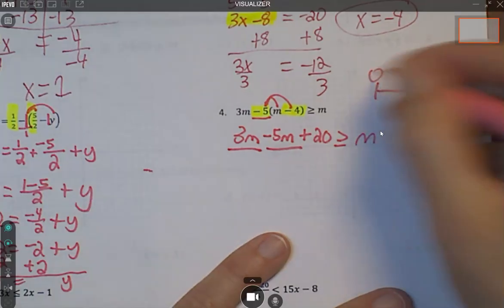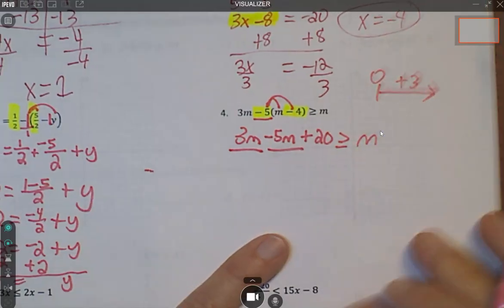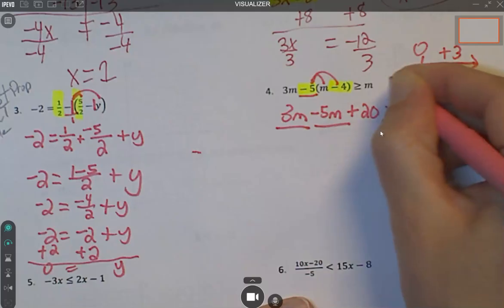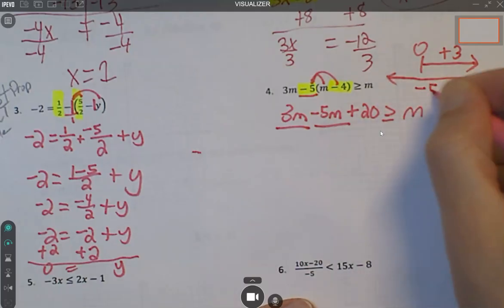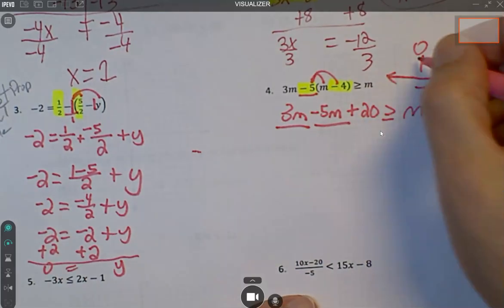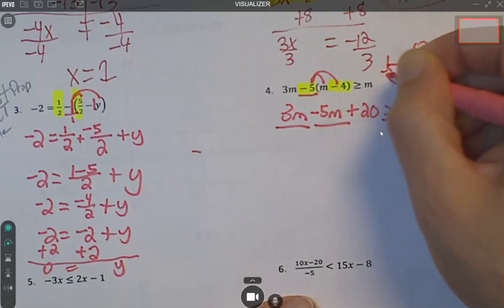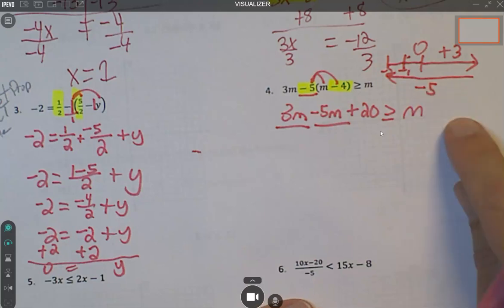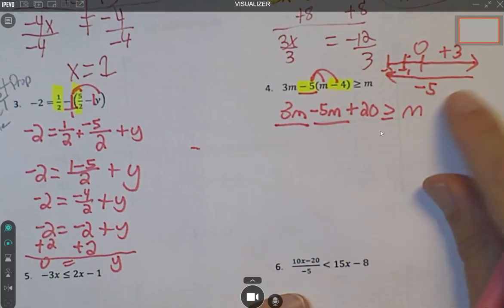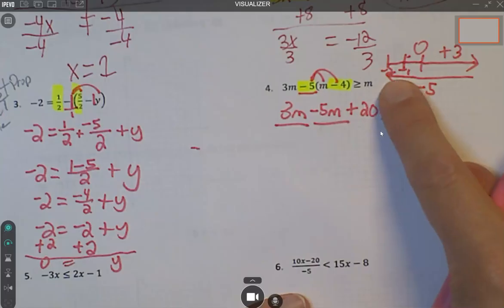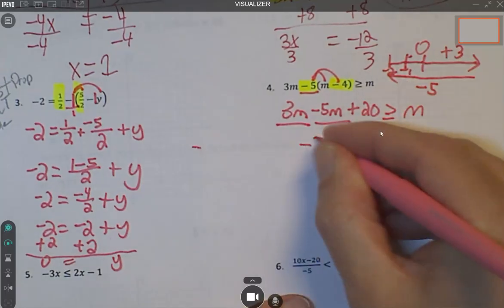So here's 0. We go right 3. Okay, I'm going to go back 5. So I went down into the negatives. How far into the negatives did I go? Well, there's negative 1. There's negative 2. So when you combine 3 and negative 5, you got to subtract them. And then you had more negatives.